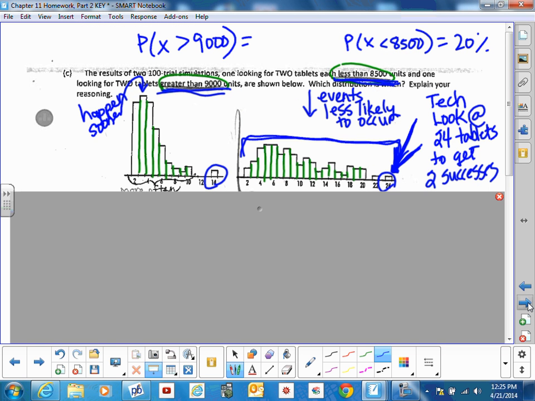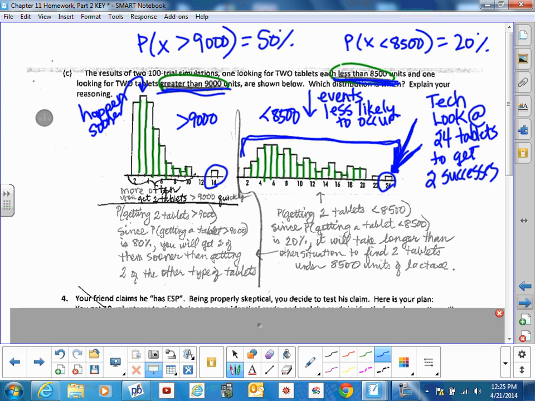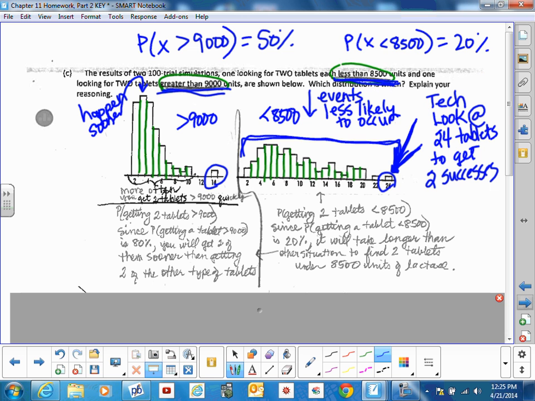So the probability of finding one greater than 9,000 happens easier. So therefore, which is this one on the left? The one that's greater than 9,000. And this one on the right is the one that is less than 8,500. This is supposed to be actually 50. With 50%, you will get two of them sooner than getting two of the other type of tablets. Okay, so that's the key there.